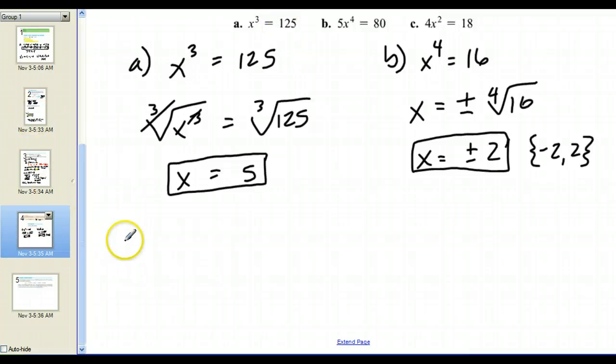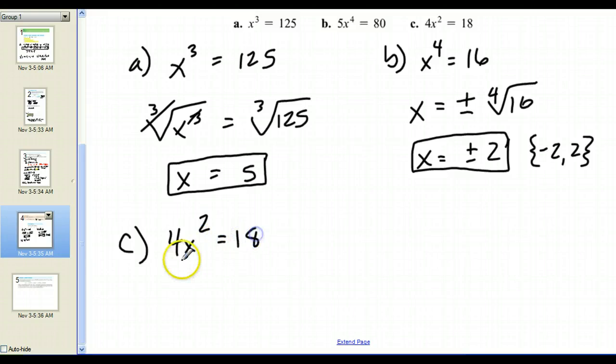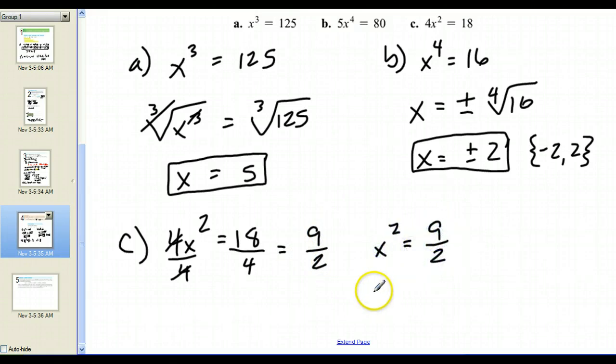Alright, part C wants us to do the 4th root of x squared is equal to 18. Alright, divide both sides by 4. 18/4 reduces down to 9/2. So I have x squared is equal to 9/2. Same thing as before, I've got an even power, so I'm going to need a plus and minus, so x is equal to plus and minus the square root of 9/2.